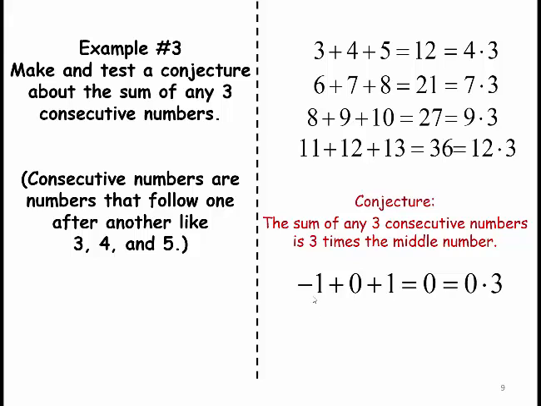If you look here, -1 plus 0 plus 1, that's equal to 0. That's equal to the middle number times 3. Huh. Same thing over here, 20 plus 21 plus 22 equals 63. Well, middle number is 21. 63 is 21 times 3.